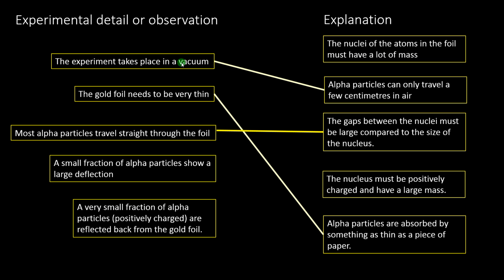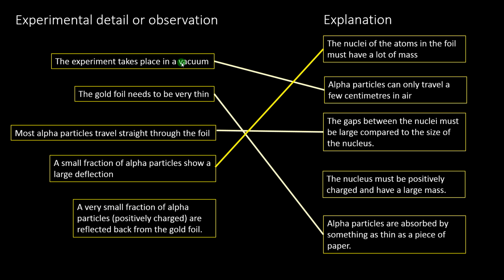It's because the gaps between the nuclei must be large compared to the size of the nucleus. So that's really all. You can also say that as the size of the atom must be large compared to the size of the nucleus. A small fraction of the alpha particles show a large deflection. Now, these last two are a little bit tricky. The large deflection actually only requires the nucleus to have a lot of mass.